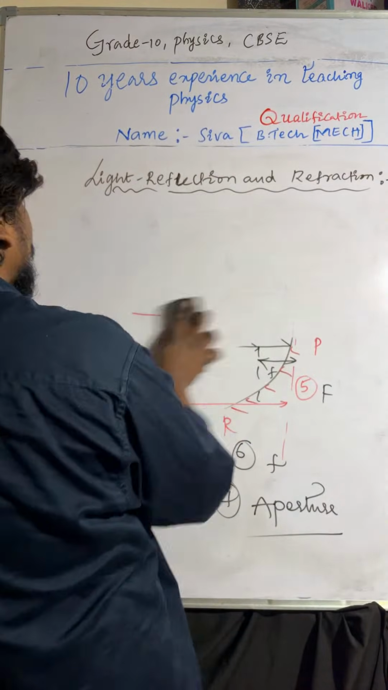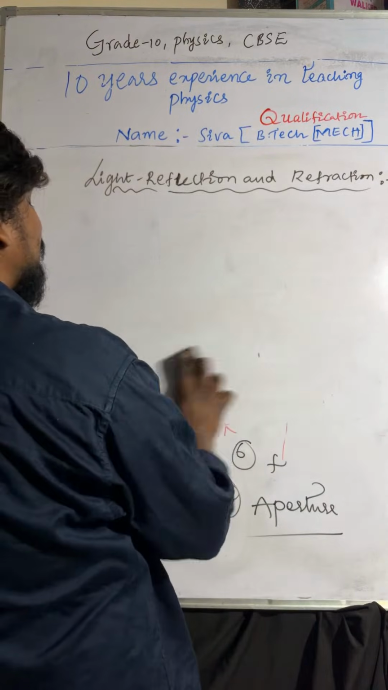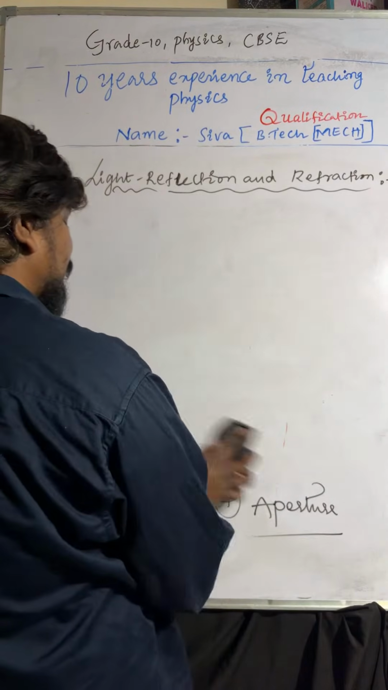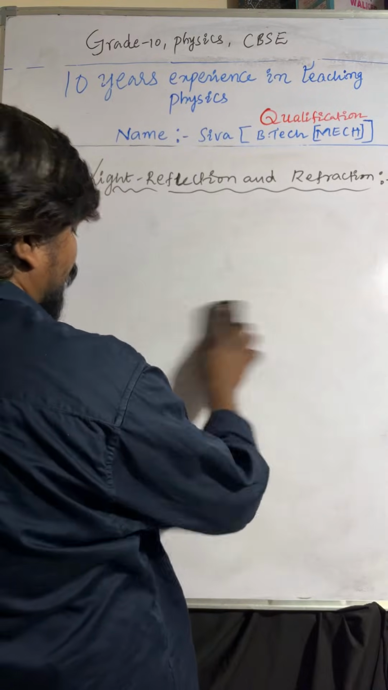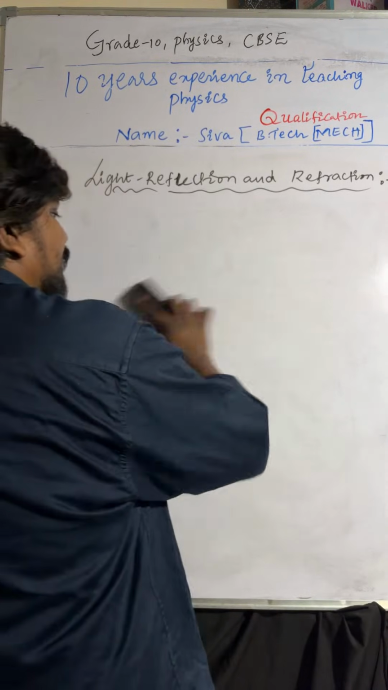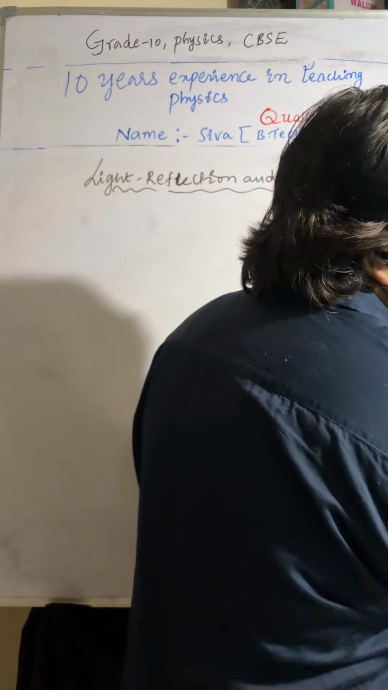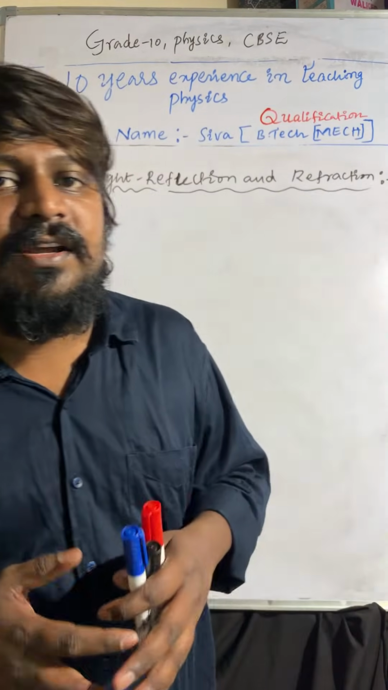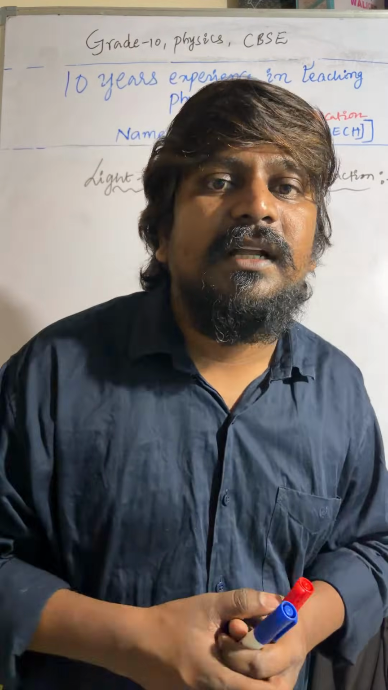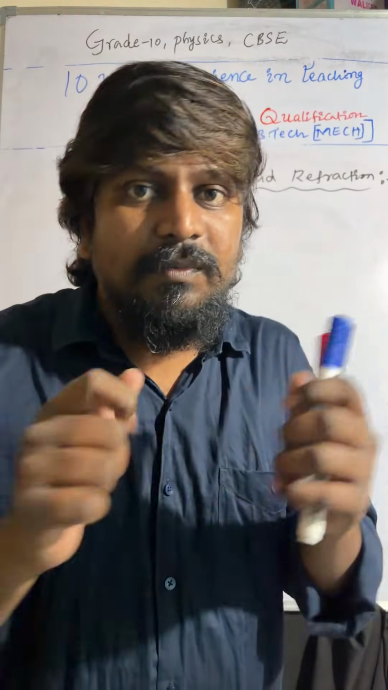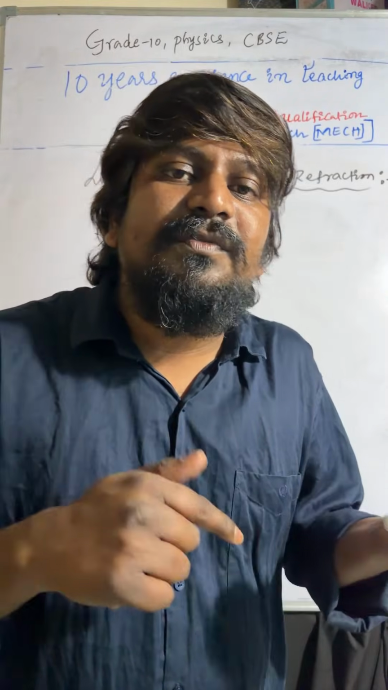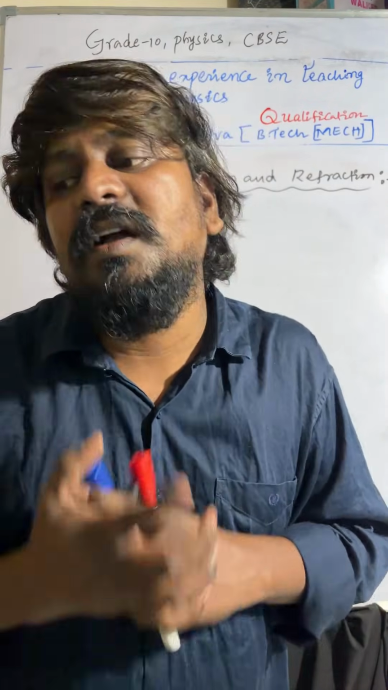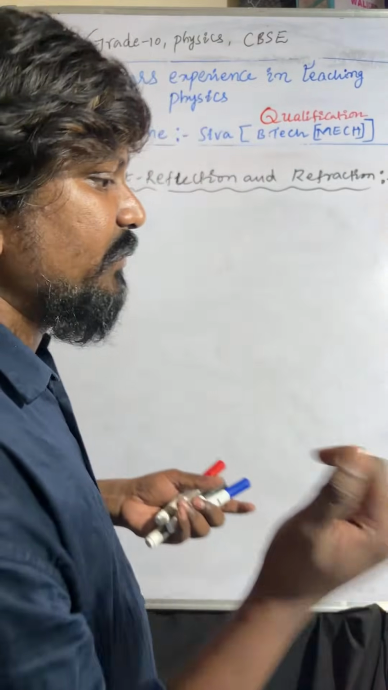Next one, ray rules. So we'll discuss terms related to spherical mirror first. They will ask: define pole, define focus, define center of curvature, define radius of curvature. These types of questions they will ask. And one more thing, if the light ray is passing along the principal axis, the angle of incidence is 0 and the angle of reflection is also 0. That is very important.